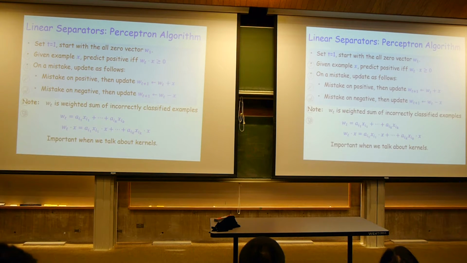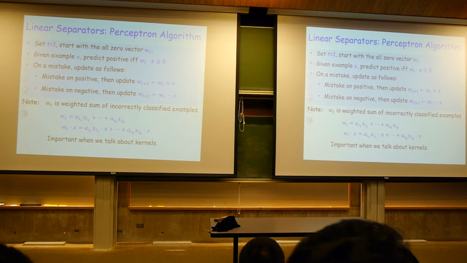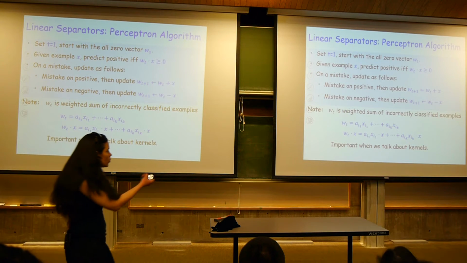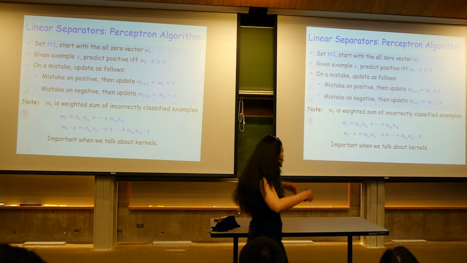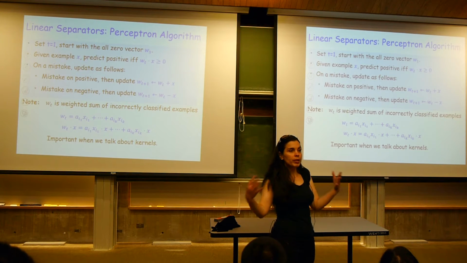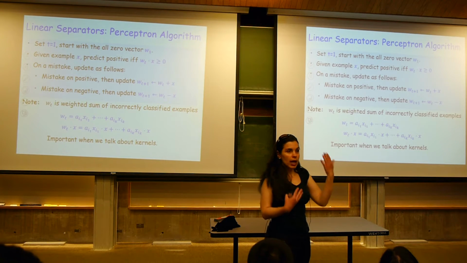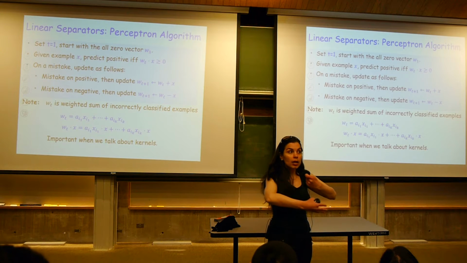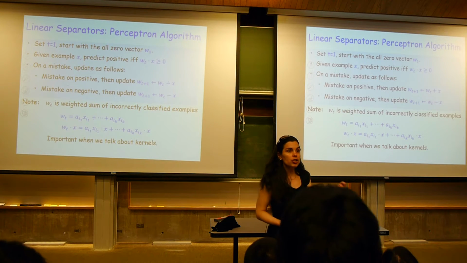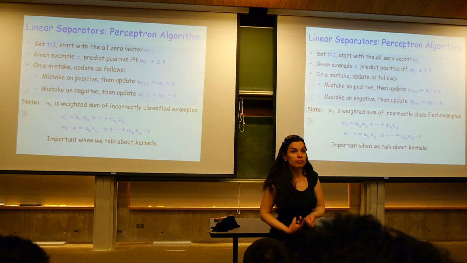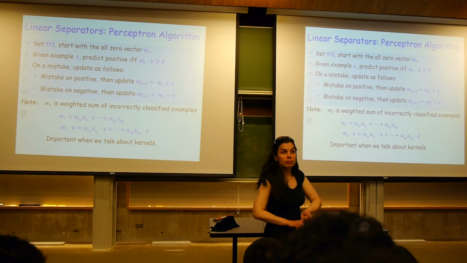Cool, so that's the Perceptron algorithm, and actually it's also very immediate to see, and this will be useful when we talk about kernels. Given the way the algorithm operates, at any given moment in time, w_t, the current weight vector, is basically a linear combination of the examples on which we made mistakes, right?